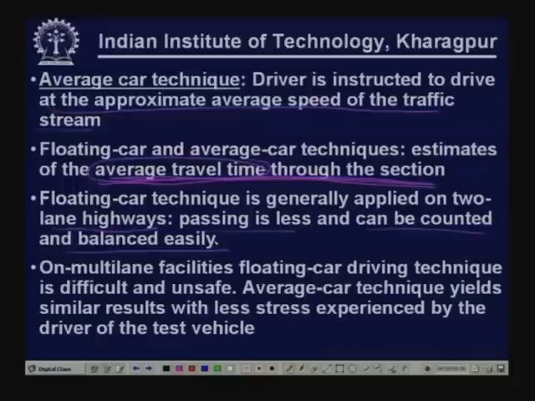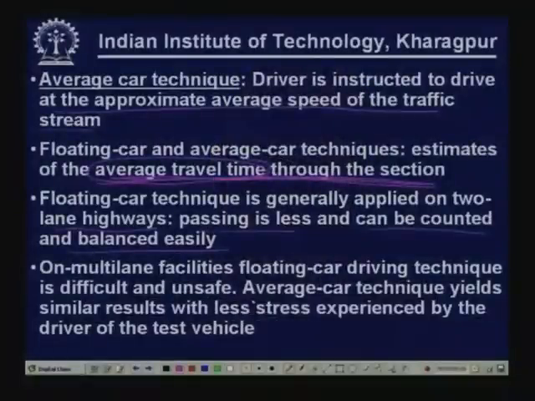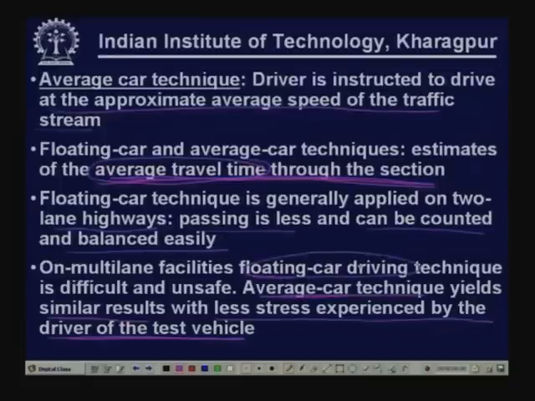On multi-lane highways, if the test vehicle is driven using the floating car technique, it may be difficult, and it may be unsafe also, because of so many vehicles, so many overtaking and opposing vehicles. The operation is much more complicated. So, here it may not be safe to ask the driver to overtake that many vehicles which have overtaken you. If we try to balance the overtaking and overtaken vehicles, there may be a problem and we may face unsafe conditions. So, here the average car technique yields similar results with less stress experienced by the driver of the test vehicle. So, we use in such cases the average car technique instead of the floating car driving technique.